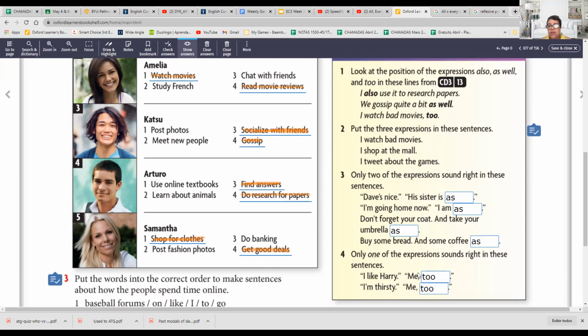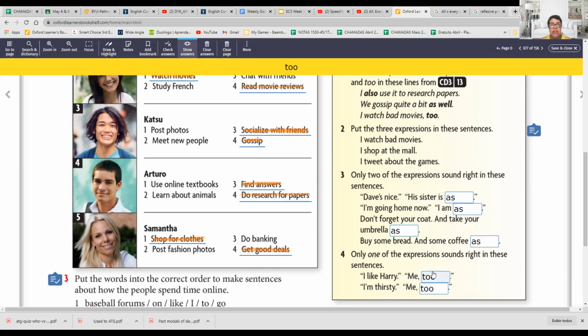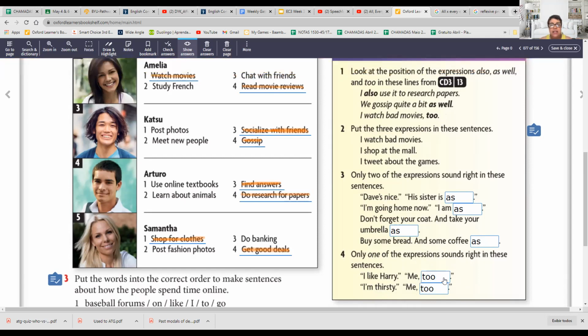Here we have a pronoun. So as you can see, after pronouns, we use to, especially if it's at the end of the sentence, okay? And here it's like I'm agreeing with the person. The person said, I like Harry and I like Harry too. So it's better to say, me too.